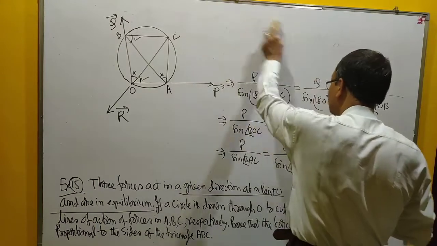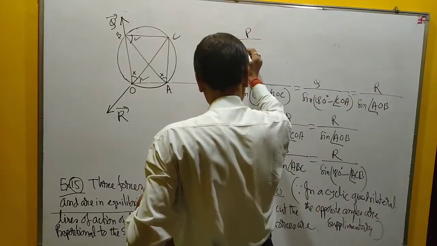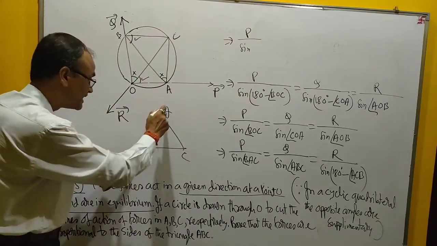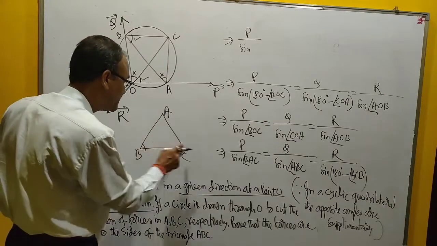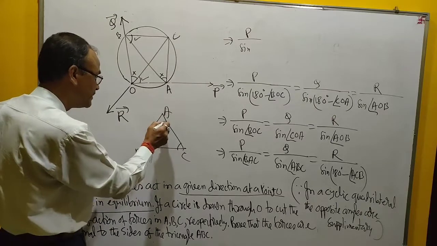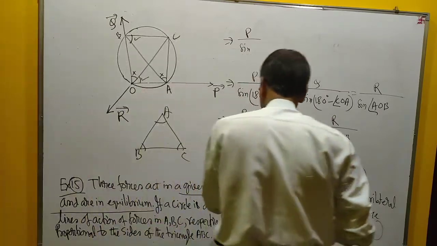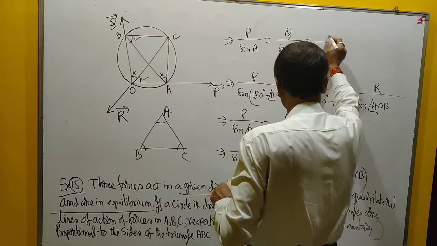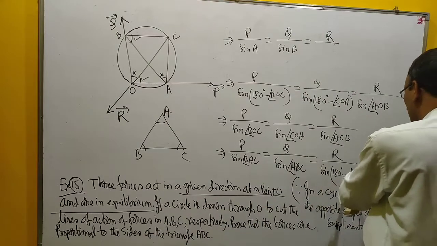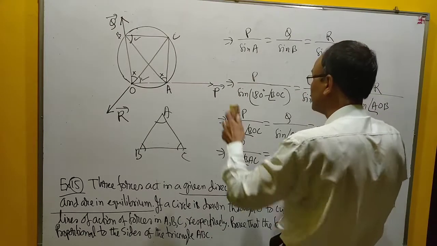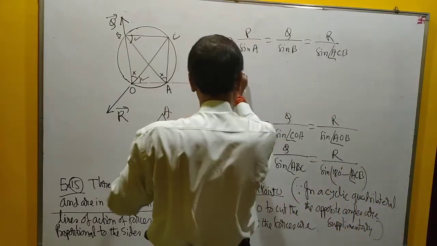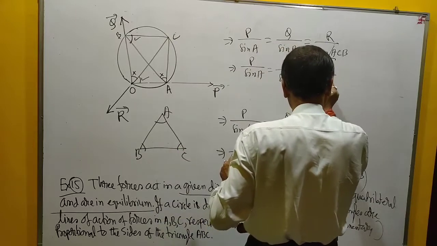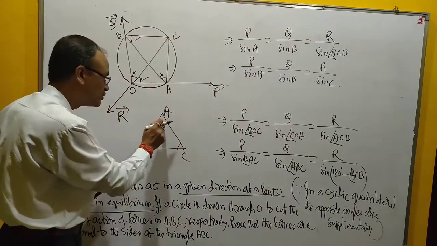This means P divided by sine A. In a triangle ABC, the angle ABC is written as angle B, angle BCA is equal to angle C, and angle CAB or BAC is equal to angle A. Now angle BAC I can write as angle A. Q divided by sine ABC means sine B, and R divided by sine of 180 degrees minus theta means sine C. This means P divided by sine A equal to Q divided by sine B equal to R divided by sine C.